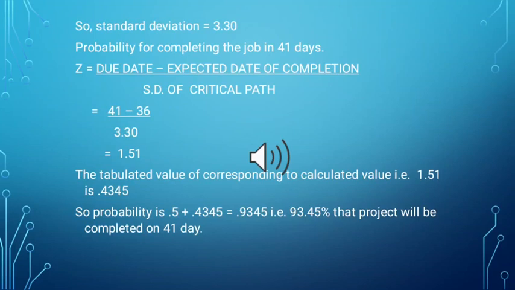So the probability is 0.5 plus 0.4345, equal to 0.9345, that is 93.45%. The project will be completed in 41 days.